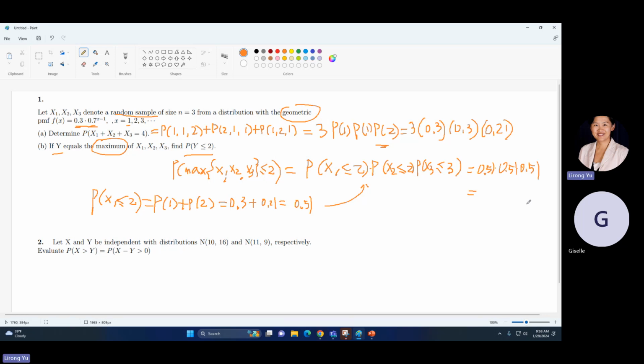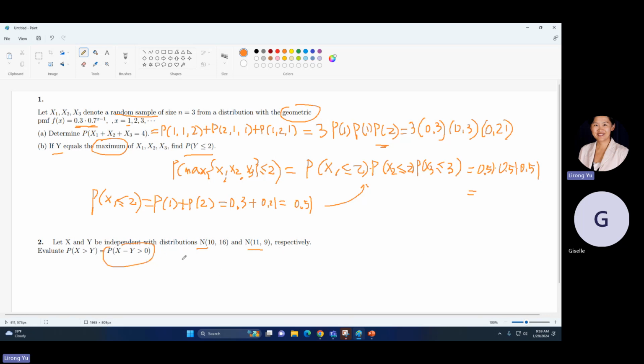Hope that can make sense. That's the solution for both questions in question number 1. The second question, we have a distribution for x and a distribution for y, and we want to find out what is the probability x minus y is bigger than 0.